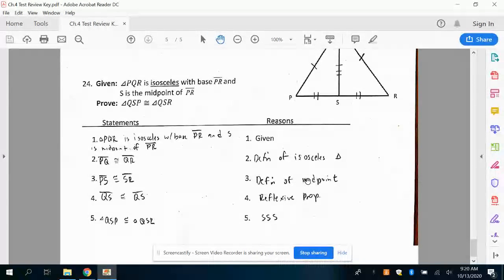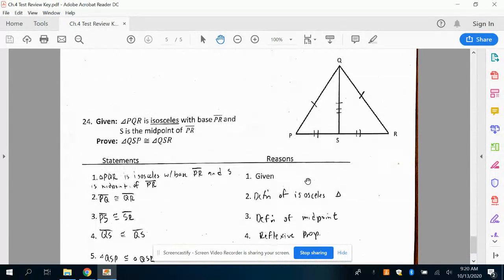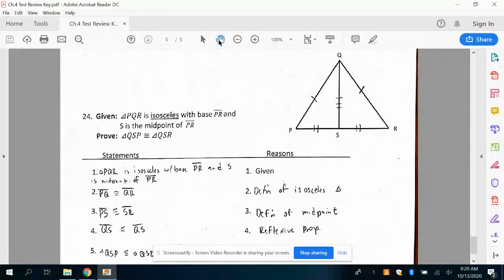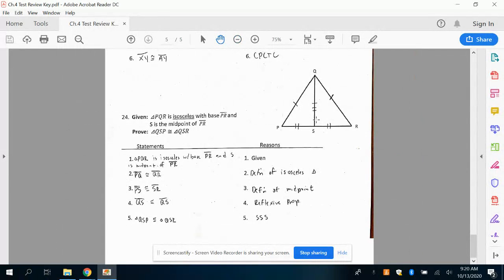Awesome. All right, last proof here. Uses a little bit of vocab. I'm going to zoom out a little bit more. There we go. Okay, so we got a little bit of vocab here. It says triangle PQR is isosceles with the base PR. And S is the midpoint of PR. And we're proving the triangles are congruent. So we have no CPCTC here. You're just proving them congruent.